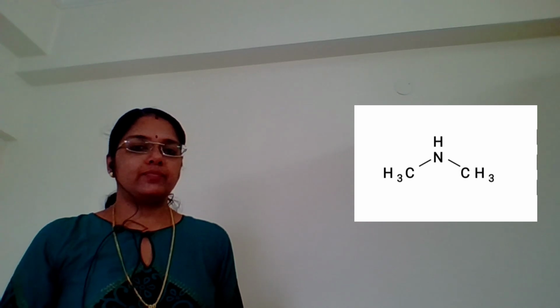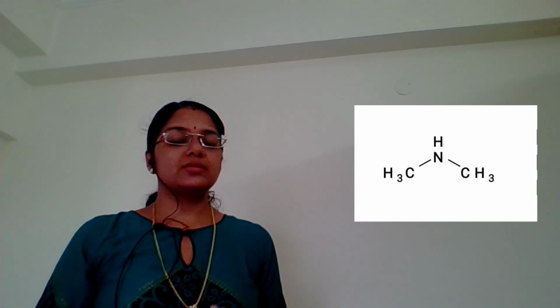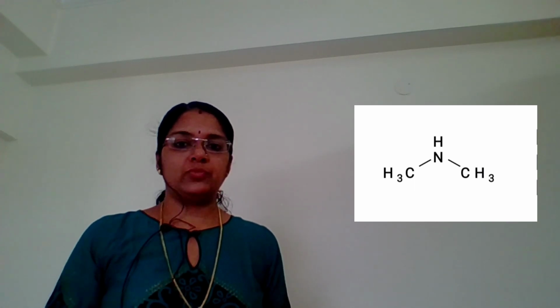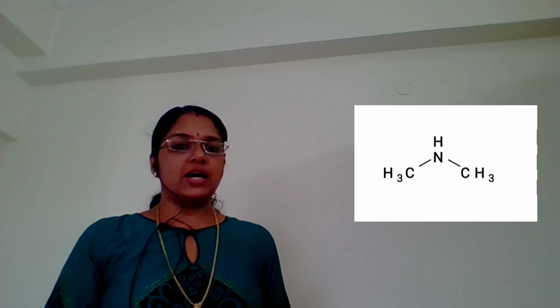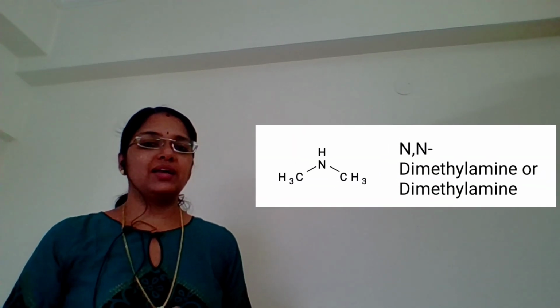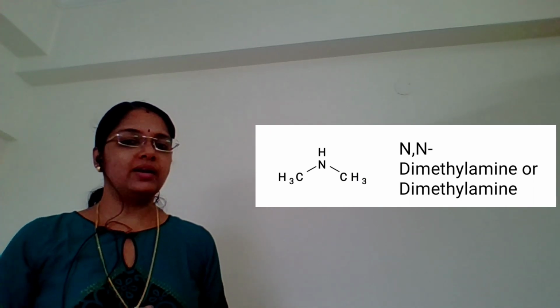Now let us discuss the common names of secondary amine containing compounds, that is (CH3)2NH. In (CH3)2NH, the two alkyl groups attached to the nitrogen atom are the same, so we use the prefix di. In this case, the two alkyl groups are methyl groups. So we can name it commonly as N,N-dimethyl amine, or simply dimethyl amine, as its common name.